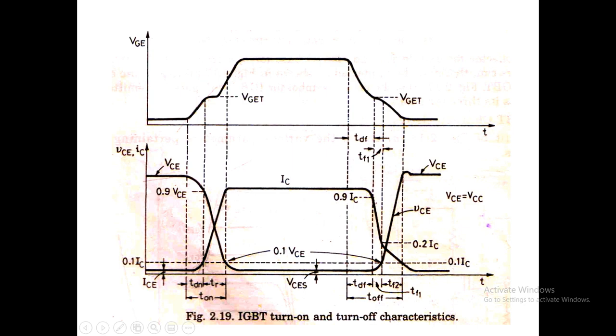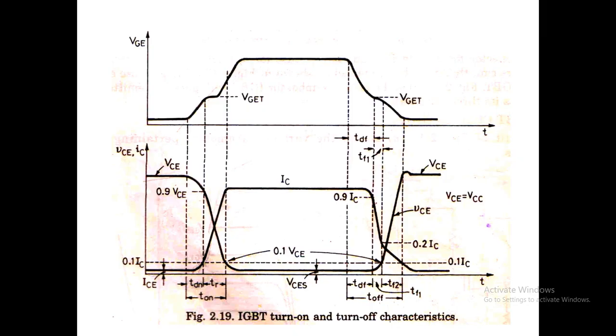So now we are going to see the switching characteristics of IGBT. This is also the same. All the switching characteristics will look the same, but the terms related to the turn on process and turn off process will be different. Here the IGBT is a voltage controlled device. The input voltage, that is the control parameter, is VGE, the gate to emitter voltage.